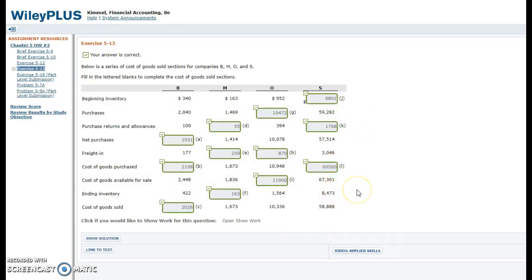You just have to use basic algebra, getting things moved over to the other side of the equation, and it works out. But yep, that's all we need.